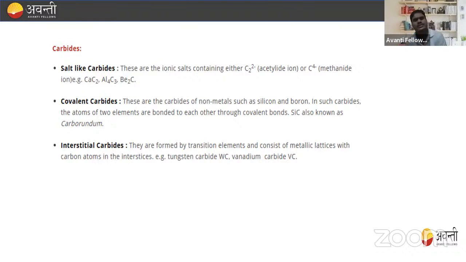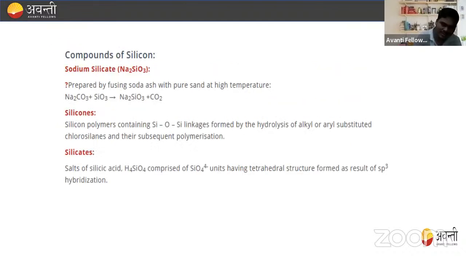interstitial carbides are formed by transition elements and consist of a metallic lattice with carbon atoms in the interstices, like tungsten carbide and vanadium carbide. So we have three types of carbide. The first is the salt-like carbide: ionic salts containing either the C2 2- acetylide ion or the C4- methanide ion, right? Then the covalent carbides, which are the carbides of non-metals like silicon and boron, and the interstitial carbides like tungsten and vanadium carbide, right? So this is all about carbides.